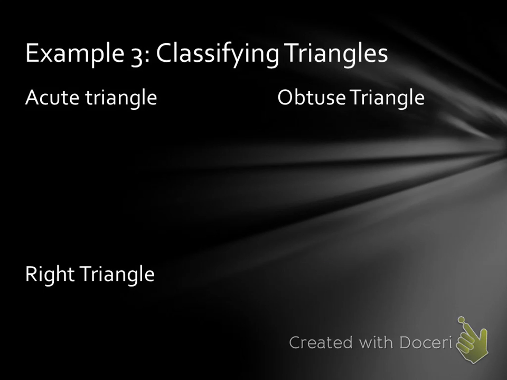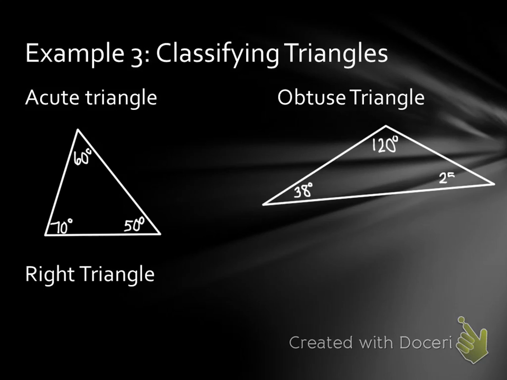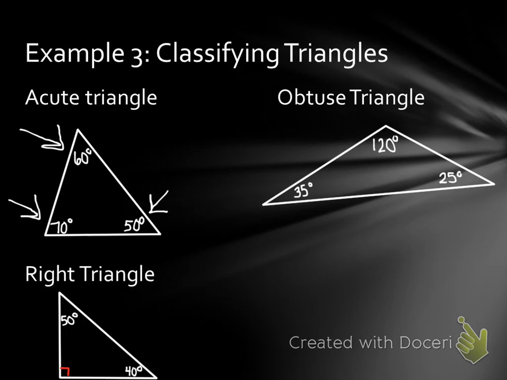All right, now in example 3, we're classifying triangles based on their angles. And I thought that I corrected that. Sorry about that. We're classifying triangles based on their angles. So go ahead and copy down these figures, and we'll go over them. All right, so in the first triangle, we have an acute triangle. The reason it's an acute triangle is because all of the angles are acute angles. None of the angles are greater than 90 degrees. That's why we term it an acute triangle.